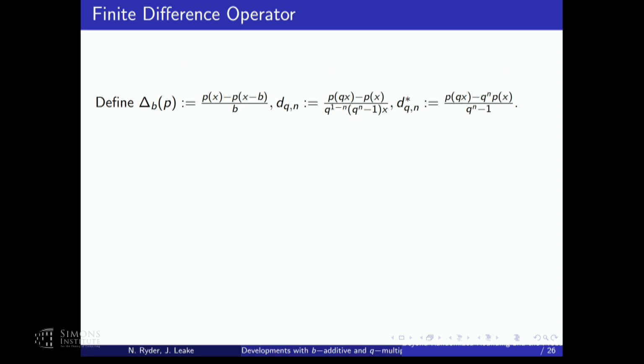Okay. So what do we do? We look at finite differences. Some of these are probably familiar, and maybe some of these are not. This is just the additive finite difference. If I limit b to 0, I get the classical derivative. This is what's usually called the q derivative, and this I'll call the polar q derivative.